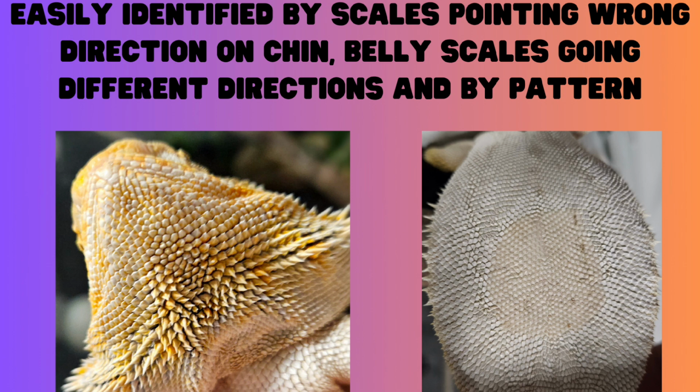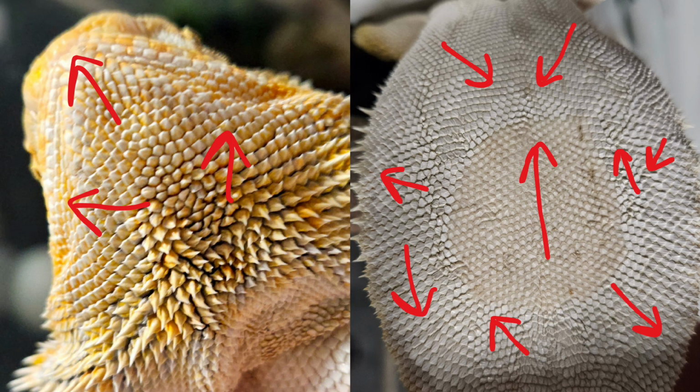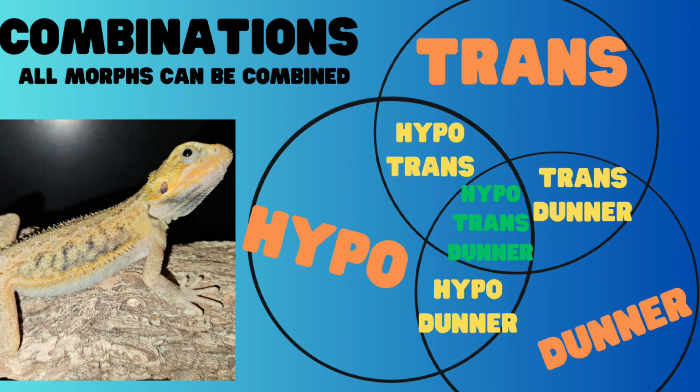But have you spotted the different direction scales? There they are. So if you pause now and have a close look, you'll see the scales go in a totally different direction to what is standard. Those arrows point out that the chin scales are going up and out, and the belly scales are going in every random direction. And just to be clear, on a normal bearded dragon, the belly scales all go in one uniform direction typically.